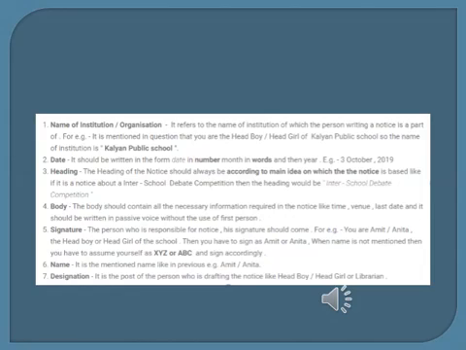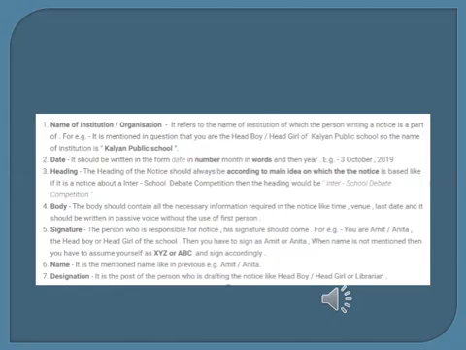Then the body, the content, is also very, very important because it carries 2 marks. The body should contain all the necessary information required in the notice, like time, venue, last date, and it should be written in passive voice without the use of the first person. So you must write in passive voice and all necessary details should be there. When you are writing the content, you have to think about time, venue, that is when, where, then date, what is the last date, when you can apply for that. All that should be mentioned in the content.